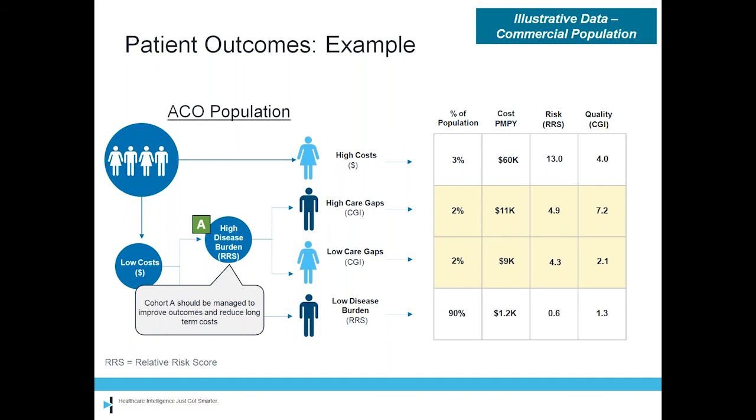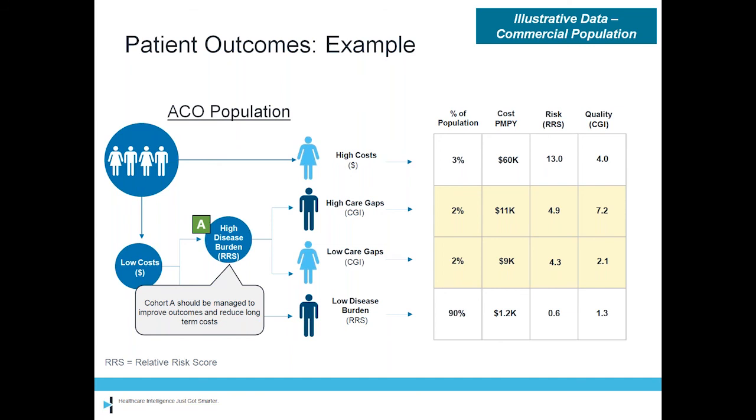And what we would do is, on the right, in the middle, you've got those little figurines of people. You've got different populations, segments of the population represented here. You've got those who are high cost, those who have high care gaps, those who have low care gaps, and those who have low disease burden. And each cohort really looks different and requires a different tack in order to measure and manage them.